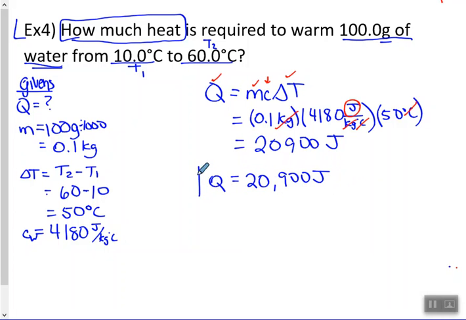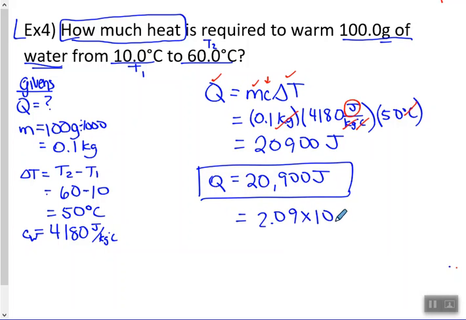20,900 joules. When we have big numbers like this, it's usually good to change it into scientific notation. Once you start getting into the 100,000s, I will require you to change it into scientific notation. So this would be 2.09 times 10 to the 4 joules. But this number is still small enough that it's okay. You can leave it like that. All right.